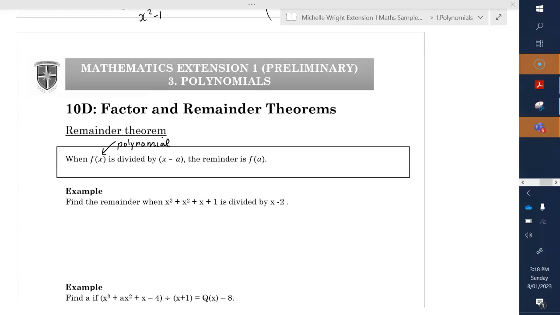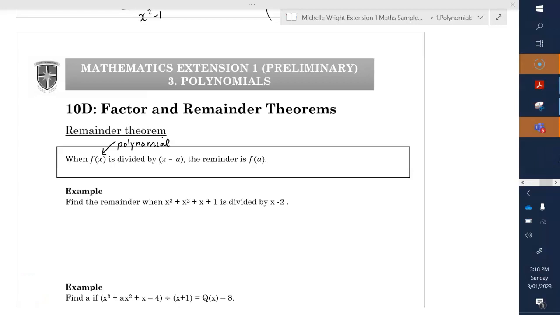These are going to be two really useful theorems to use in the polynomial topic, as they allow us to work out remainders, or if something is a factor of a polynomial, without actually having to do the long division. Because sometimes when we do the long division, it takes a long time and there's a lot of room for error, basically.